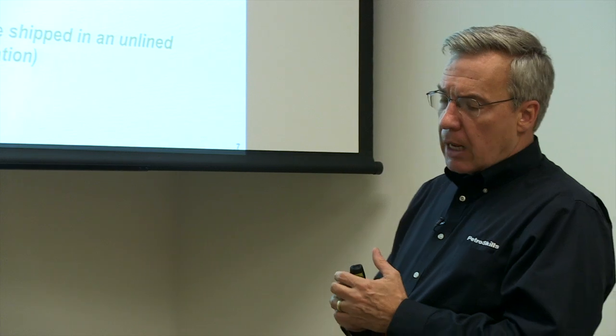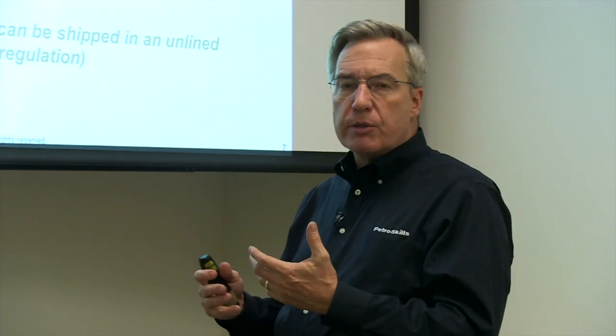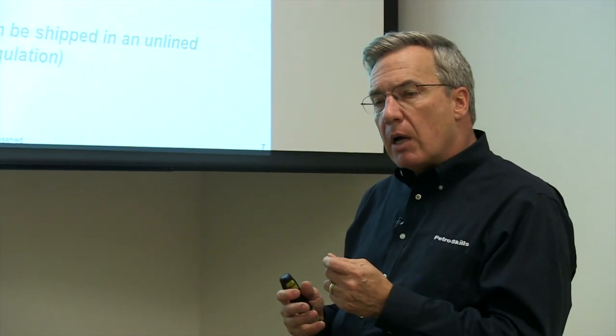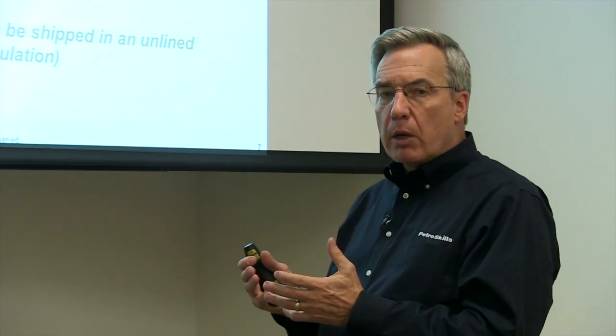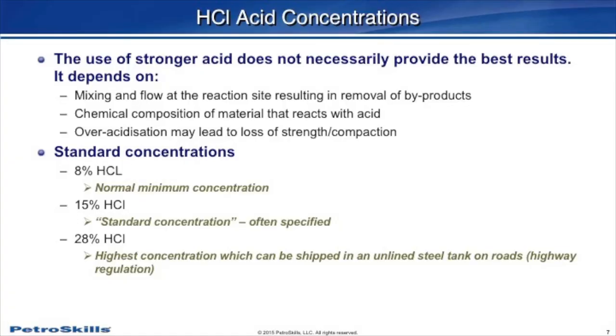Okay, this slide is addressing the strength of concentration of acid, because someone would undoubtedly say, well, why don't we always use 28%? Well, the stronger acid is not always the best acid. As I said in one of the early slides, sometimes if we pump too strong an acid or too much acid, we'll weaken the rock. If we dissolve the cementing material, we'll weaken the rock and actually hurt our well. But standard concentrations for HCl are 8, 15, and 28, with the most common 8 and 15%.